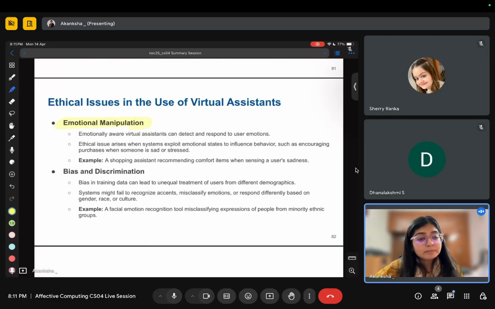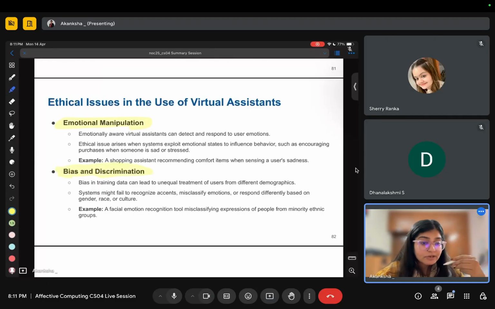Then emotional manipulation. Say you tell Alexa that you know I am not feeling well, then Alexa says that you should buy this book, buy this Atomic Habits, buy this author. So maybe you will realize that there is a tie up going on, that every time a person is sad it is recommending the same book just to make the sales go up. It is a business model, which should not be the case ideally, right.